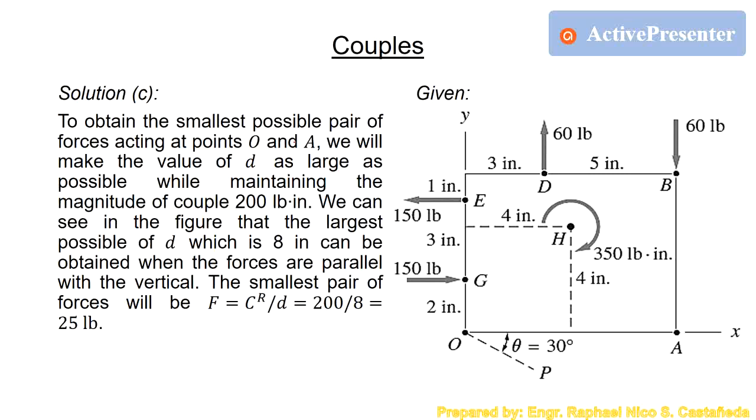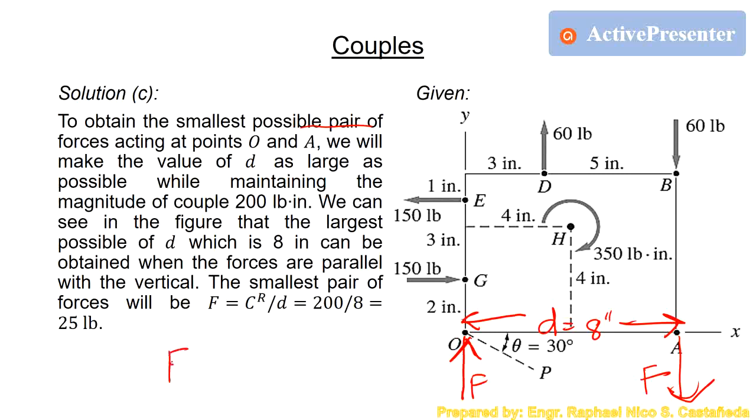Then we have letter C. We want the smallest possible force. So basically, clockwise. As I said earlier, the distance must be this one, which is 8 inches. We want D as big as possible. So basically, this is the pair of forces. The other one is upward, then this one is downward to create a clockwise effect. So this one is D, the farthest distance. So to obtain the smallest possible pair of forces, we will make the value of D as large as possible while maintaining the couple magnitude of 200 pound-inch.